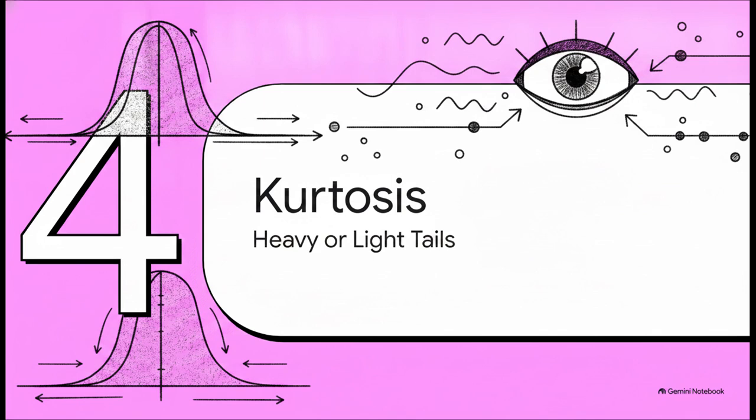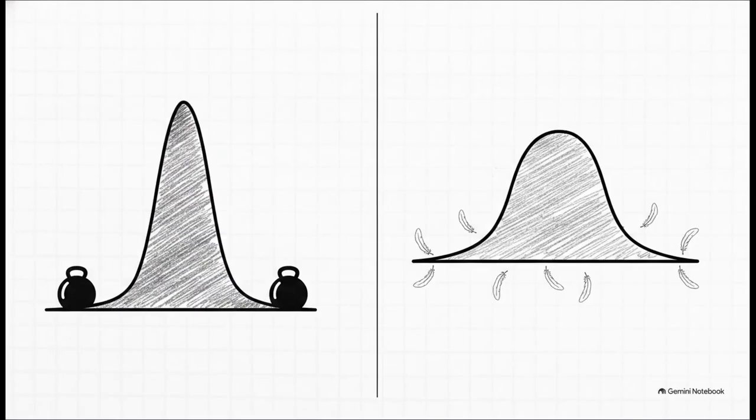Section 4. Kurtosis. Heavy or light tails. Now, if skewness is all about leaning, kurtosis, which is our second symptom, focuses entirely on the extremities. We're talking about the tails of our distribution. Kurtosis basically tells us the degree to which scores cluster out at those ends.